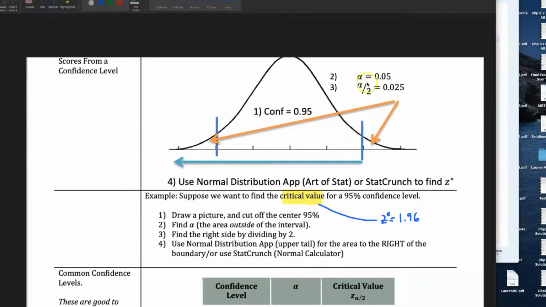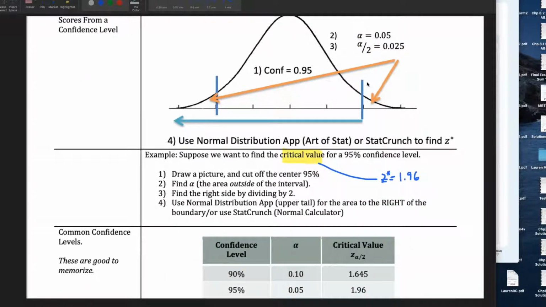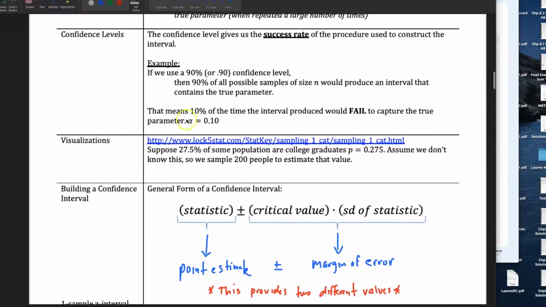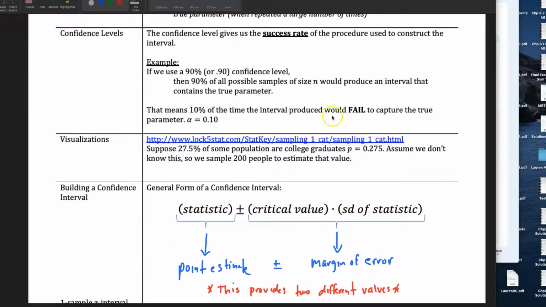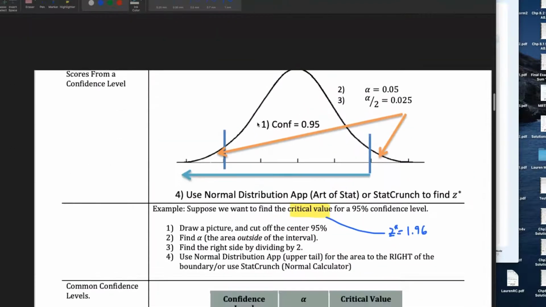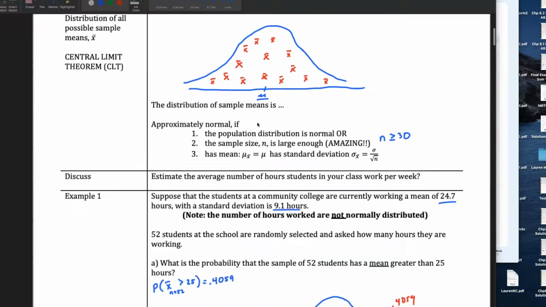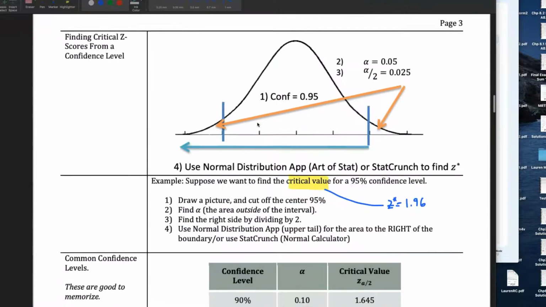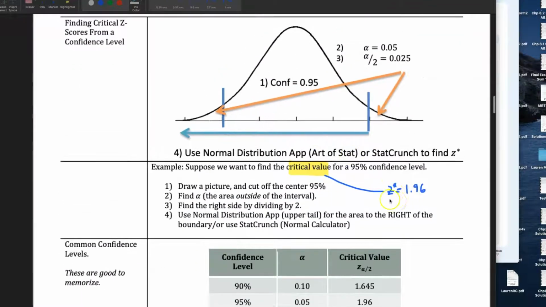And that alpha, again, represents what we called earlier, the percent of time the interval produced would fail, right? The percent of time that our interval will fail to contain the population parameter. And so looking at this, we know right now that the z-critical is 1.96. Let me show you how that comes to be.